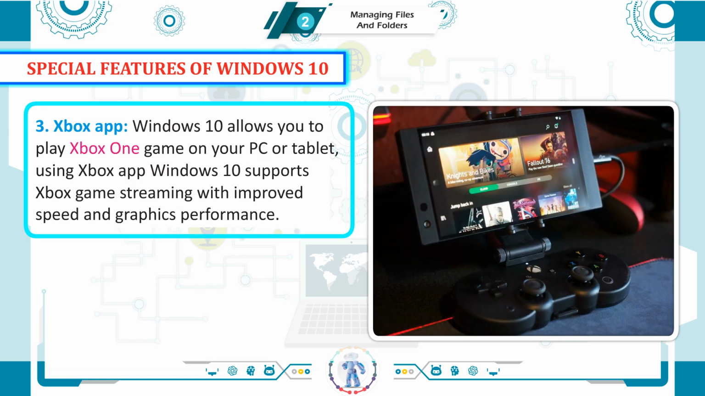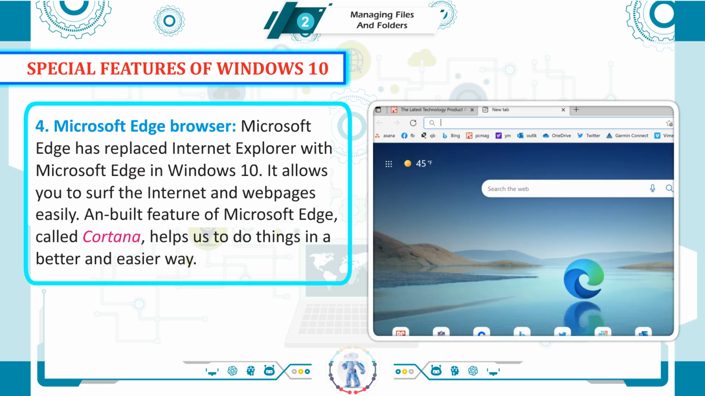3. Xbox app. Windows 10 allows you to play Xbox One games on your PC or tablet. Using the Xbox app, Windows 10 supports Xbox game streaming with improved speed and graphics performance. 4. Microsoft Edge browser. Microsoft Edge has replaced Internet Explorer in Windows 10. It allows you to surf the Internet and web pages easily. An inbuilt feature of Microsoft Edge, called Cortana, helps us to do things in a better and easier way.